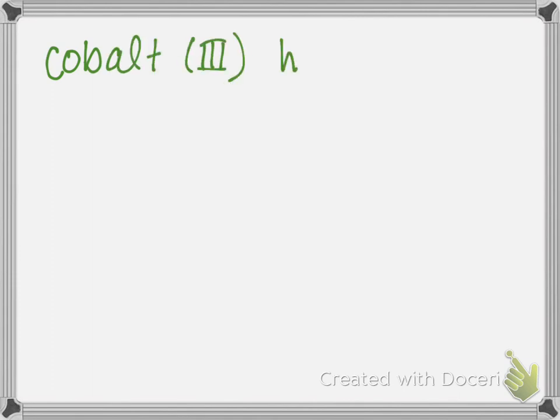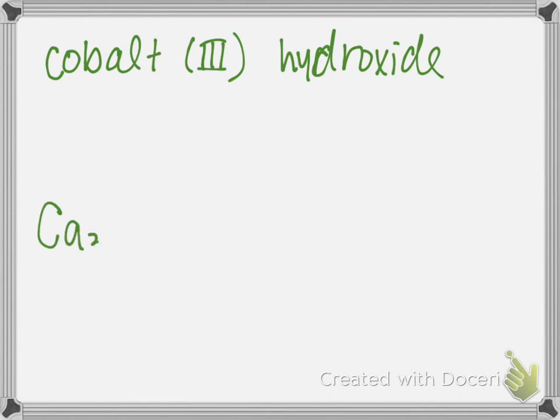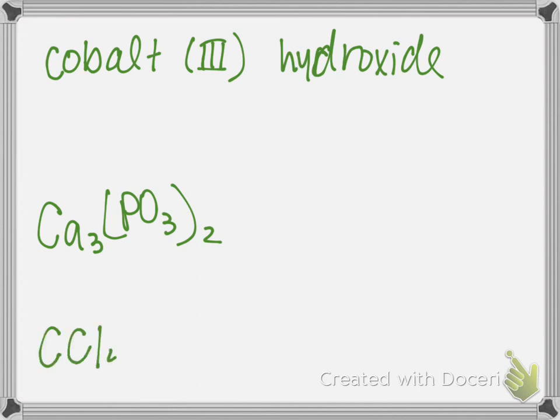Now a mixture of ionic and covalent. So I want you to give me the formula for cobalt 3 hydroxide. I want you to give me the name for that one. And I want you to give me the name of that one.